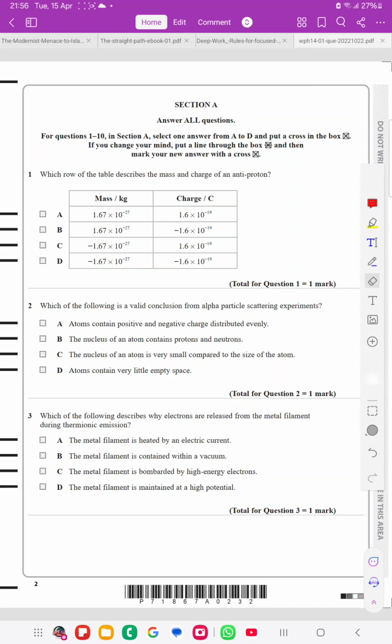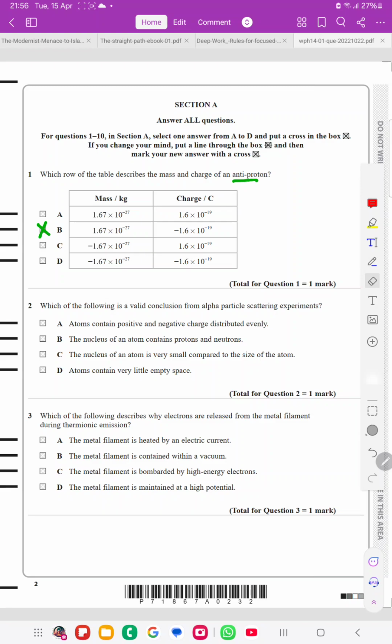So let's begin. The first question is, which row of the table describes the mass and the charge of the antiproton? So we know that the mass of the proton is 1.67 × 10^-27, and the charge of the proton is 1.6 × 10^-19. Since this is an antiproton, the option here should be B.